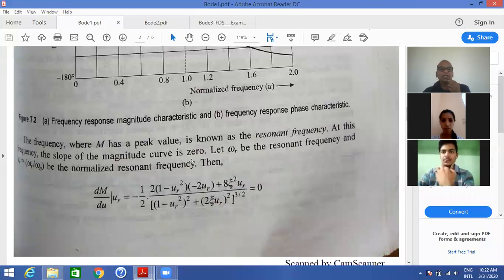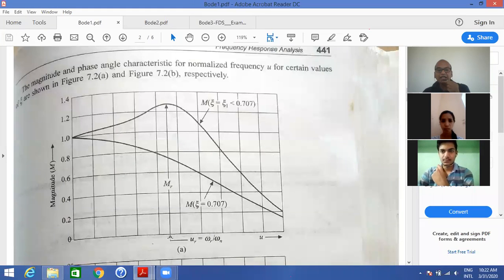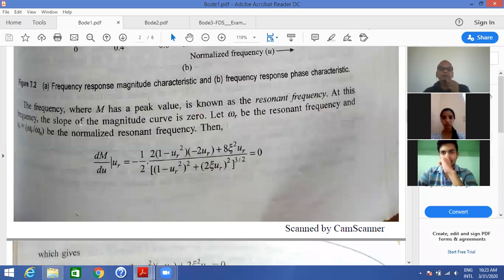Here, if you observe, the frequency where M has a peak value is known as the resonant frequency. Here the frequency at u equal to ur, equal to ωr upon ωn, the magnitude is high, that is the maximum peak. This maximum peak is known as the resonant peak. Then how to derive this resonant peak? With the help of this equation. The frequency where M has a peak value is known as the resonant frequency, and at this frequency the slope of the magnitude curve is 0.